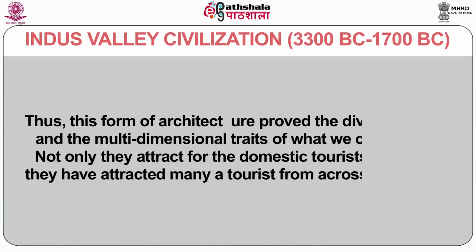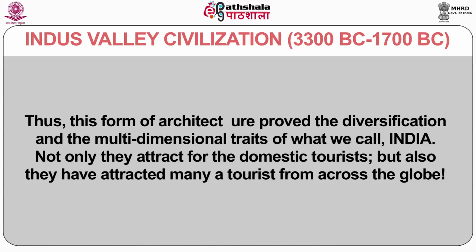Somnath temple in Gujarat, Vishwanath temple at Banaras, Govinda temple at Mathura, Kamakhya temple at Guwahati, Shankaracharya temple in Kashmir, and the Kali temple at Kalighat of Kolkata are some other important temples which bear testimony to temple building activity of the Indian subcontinent. These were built under the patronage of Solanki rulers. Thus, this form of architecture proved the diversification and the multidimensional traits of what we call India. Not only do they attract domestic tourists, but they have also attracted many tourists from across the globe.